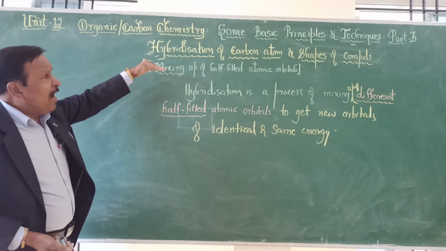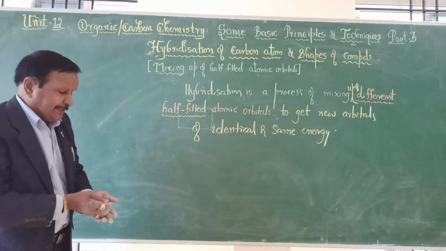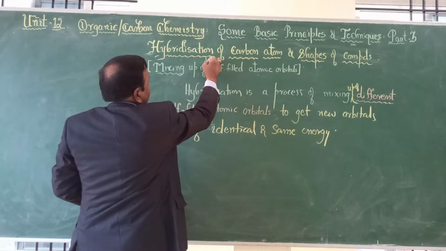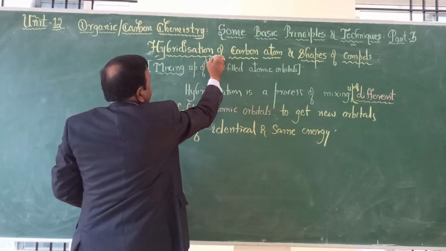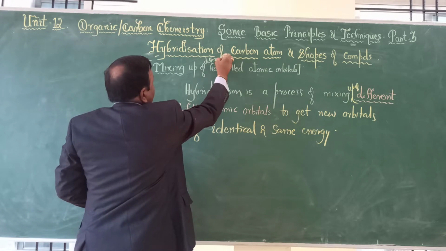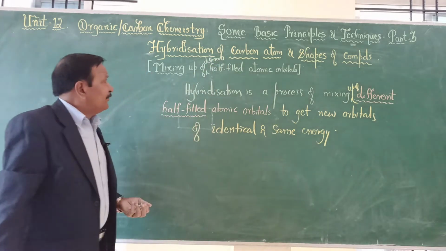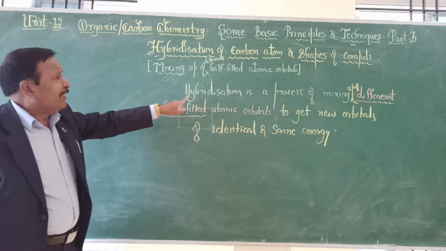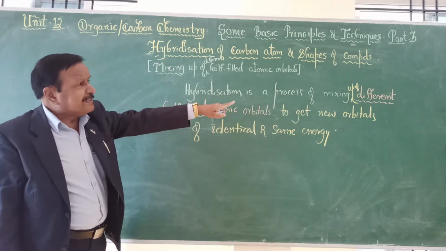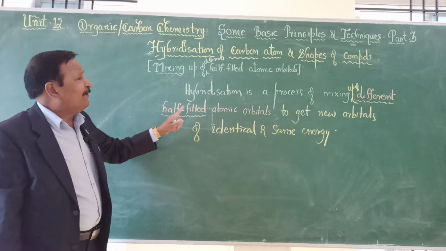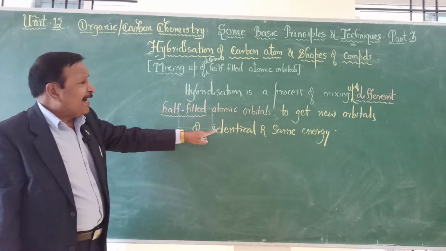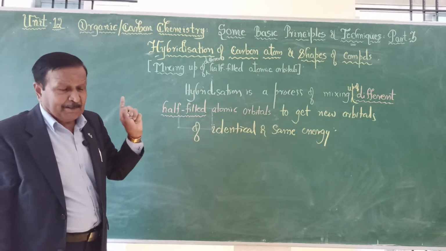Mixing up of half-filled atomic orbitals, okay? Mixing up of different half-filled atomic orbitals is called hybridization. And the actual definition of hybridization is a process of mixing up of different half-filled atomic orbitals to get new orbitals of identical or same energy.